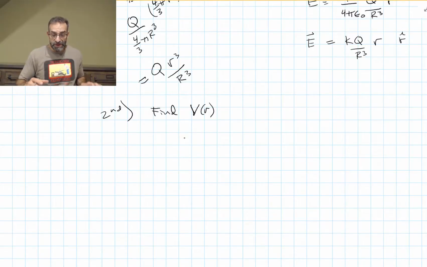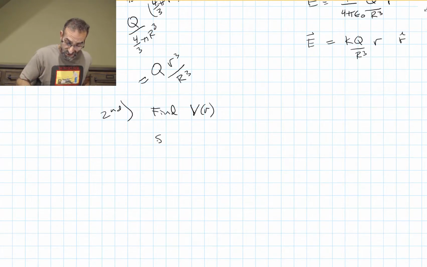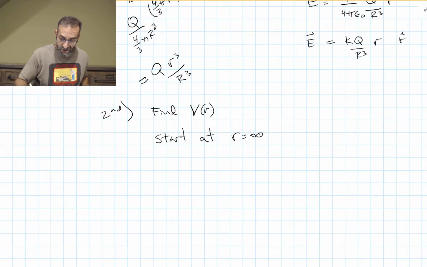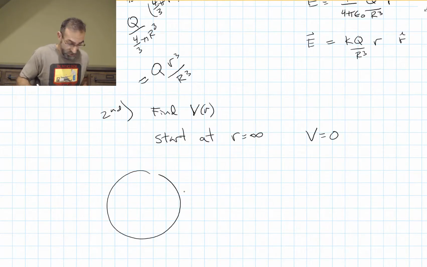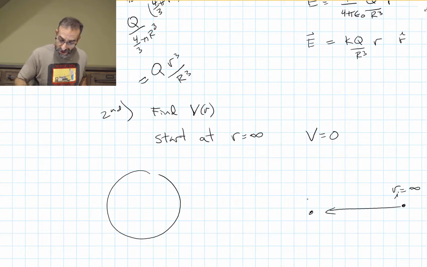We want to find our electric potential as a function of r as we move from r equals 0 all the way out to infinity. We'll start where we know what the electric potential is, at r equals infinity, because we know the electric potential there is 0. So here's our charge distribution. We're out here at r equals infinity, and we're going to move in to some other place. I'm just going to call it r.